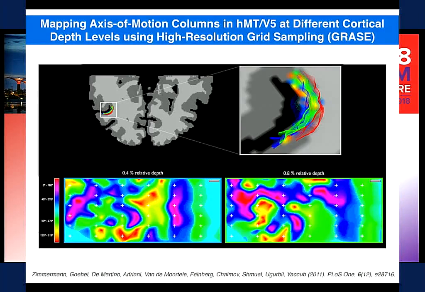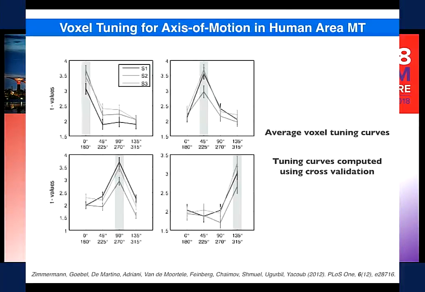So we got maps like 5 years ago, the first extrastriate columnar maps in the human brain in MT, where the colors now show you not orientation like in V1, but direction of motion, so-called axis of motion going in the two opposing directions. And these colors basically give us the first maps at different depths, showing that they're not perfectly, but pretty consistent also across depths. So these are columnar maps in an extrastriate area, MT.